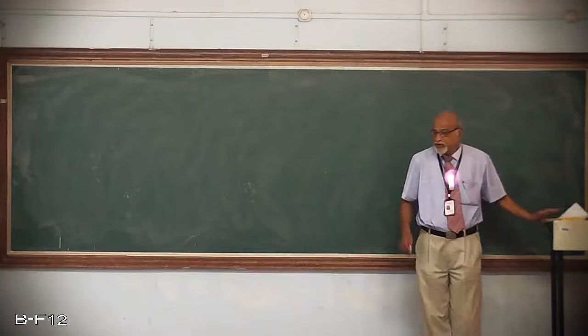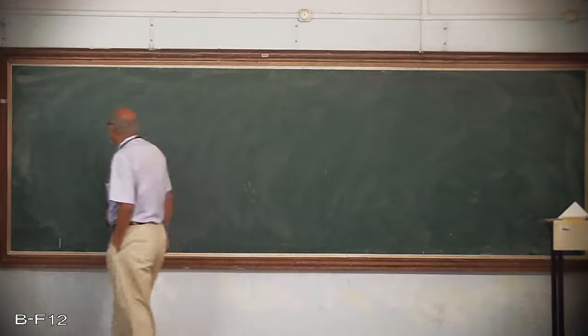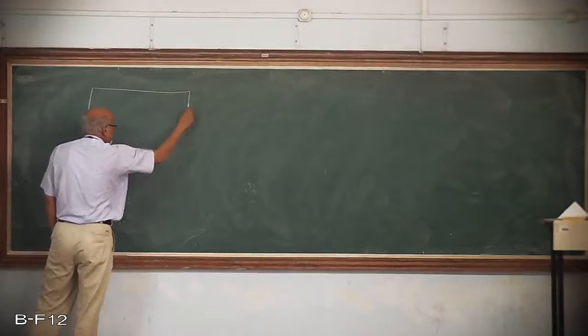11,600, 11,200, 11,600, 11,600, like that. So let us use Vogel's approximation method, or let us apply Vogel's approximation method for the same problem. Okay, the problem goes like this.